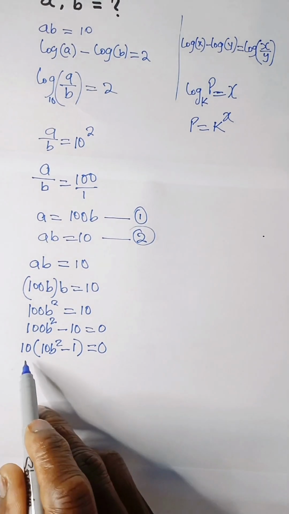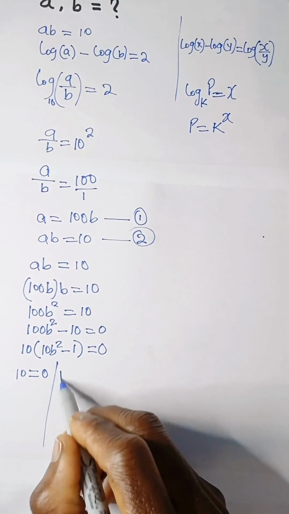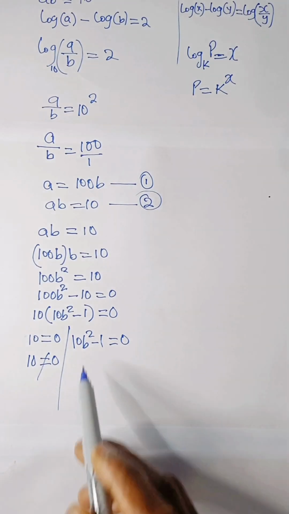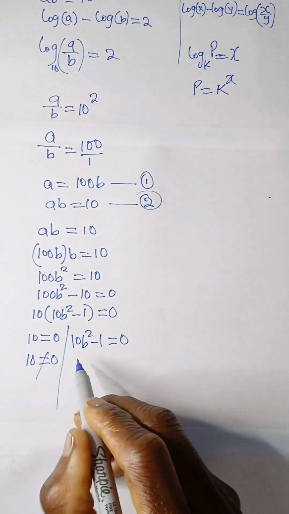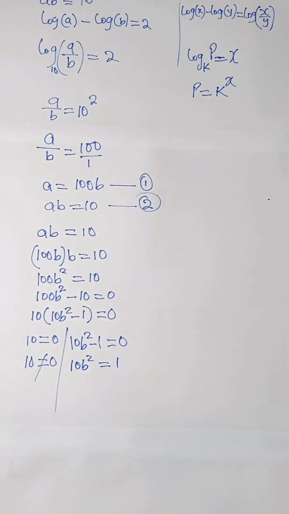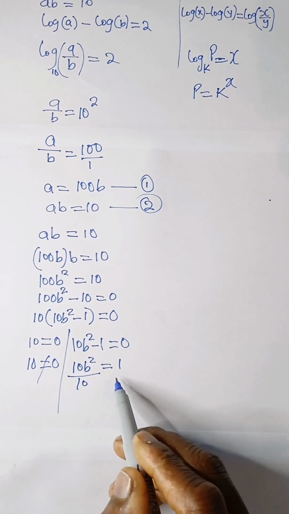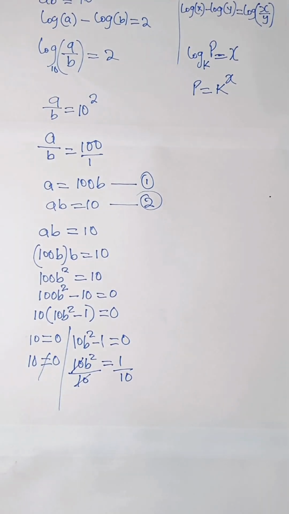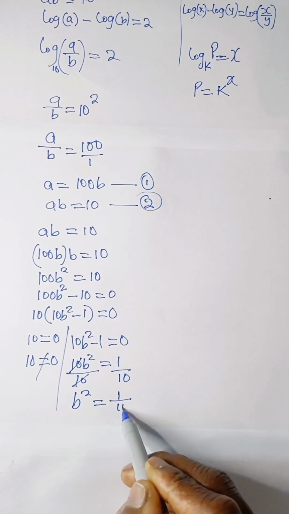Alright, so we have that 10 is equal to 0, which is not true. And here we have 10b squared minus 1 is equal to 0. We are going to focus on this equation. Let us move minus 1 to the right hand side. We have that 10b squared is equal to 1. Now let us divide both sides by 10. So here we divide by 10, and here we divide by 10. Then we cancel out 10. We have that b squared is equal to 1 divided by 10.